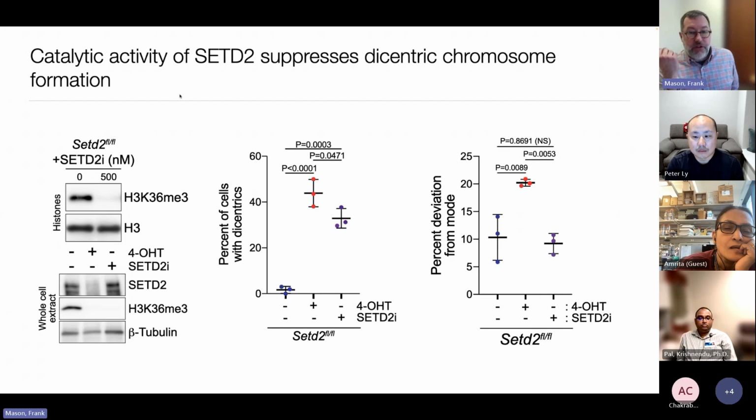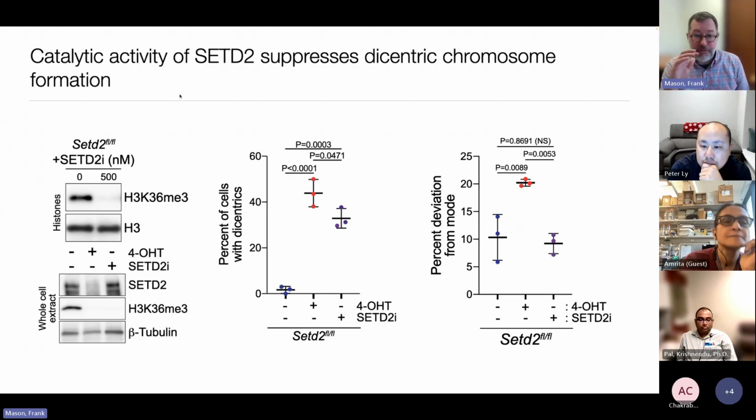And so we asked whether inhibition of SETD2 is sufficient to cause formation of dicentric chromosomes. And you can see from the middle panel here, if we knock out SETD2, in red, or treat with the inhibitor, in purple, we still see an increase in the formation of dicentric chromosomes, suggesting that the catalytic activity is required to suppress the formation of dicentric chromosomes.